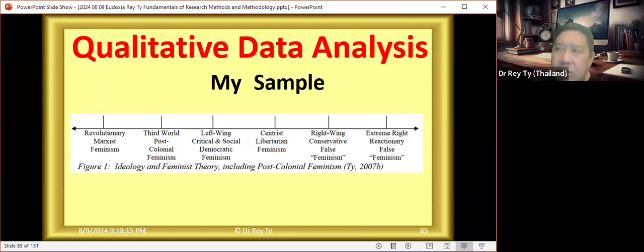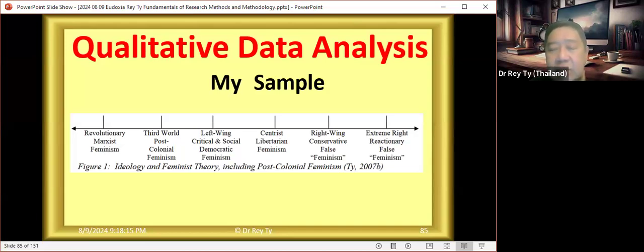This was published also in the US. Extreme right, I call it reactionary false feminism. And then extreme left, you have revolutionary Marxist feminism, and so on and so forth in between. Third world, post-colonial, centrist libertarian, conservative feminism, left-wing critical and social democratic feminism. So I categorized, again, that's my literature review in one figure.